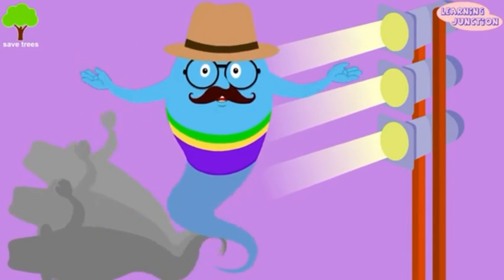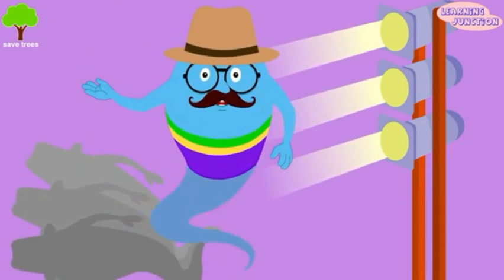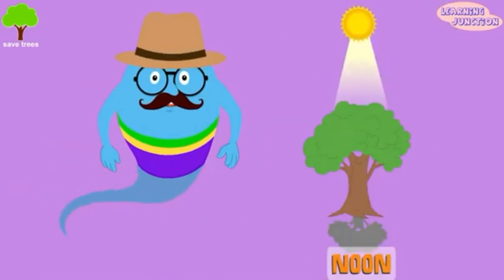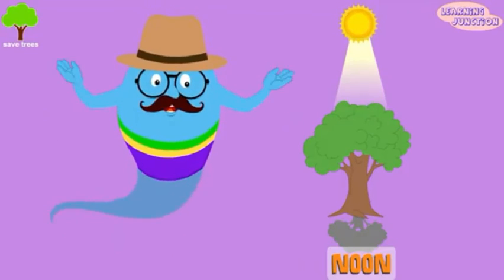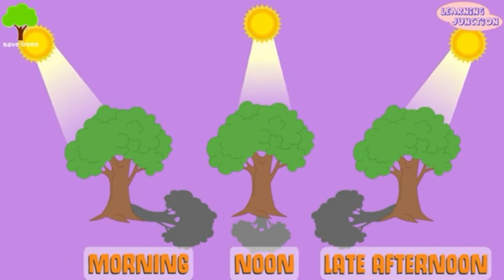Shadows keep changing throughout the day. They're longest in the early morning and in the late afternoon. At noon, when the sun is directly overhead, the shadow is tiny, or there's no shadow. The position of the sun changes throughout the day, which changes the angle at which the sun's rays fall on the ground. This is why you see different sizes and shapes of shadows.